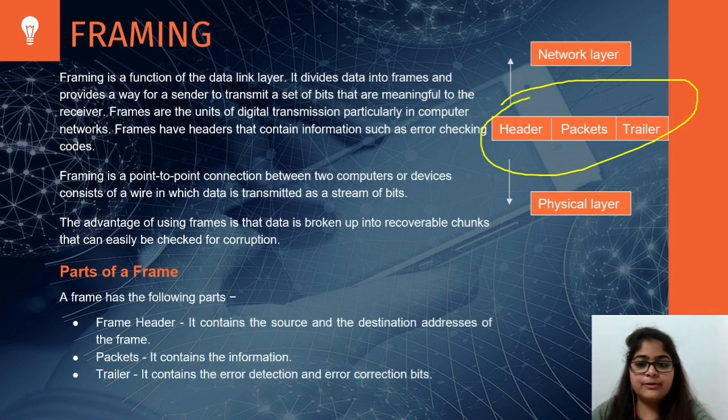It mainly consists of 3 parts. First header, then packets, then trailer. Header contains the source and destination address of the frame. Packet contains the information to be transmitted. And trailer contains the error detection and error correction bits.